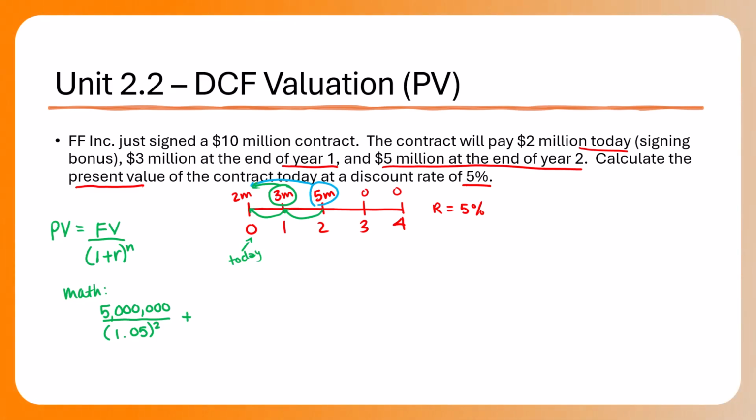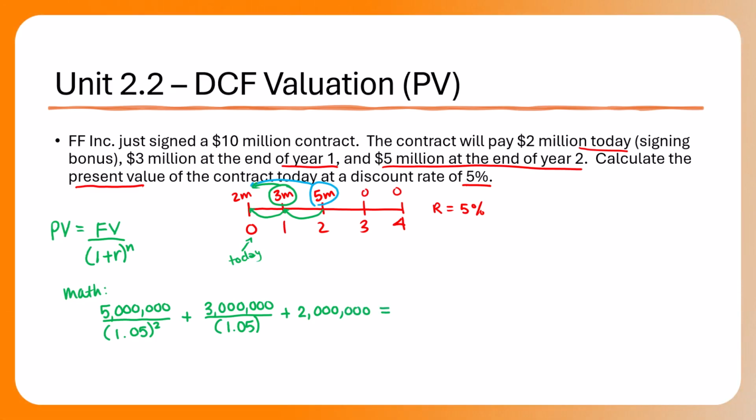We'll then discount the second cash flow back, but this cash flow only needs to come back 1 period. This time, we'll simply divide by 1.05. Why 1.05? That's 1 plus the discount rate of 5%. It's technically raised to the power of 1, but we don't need to put that in the equation. Finally, we'll just add the $2 million that will be received today to this investment.